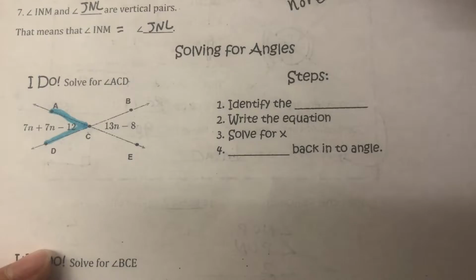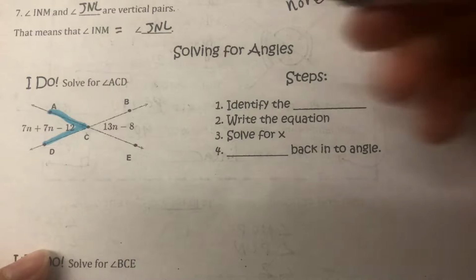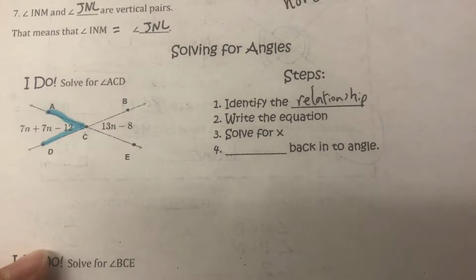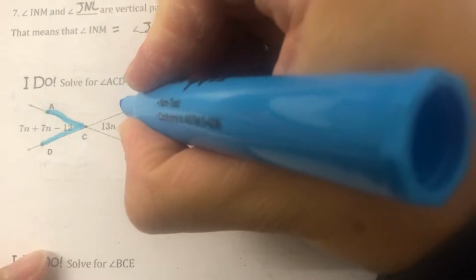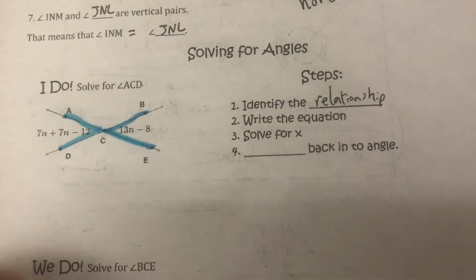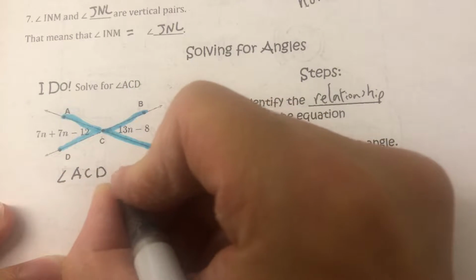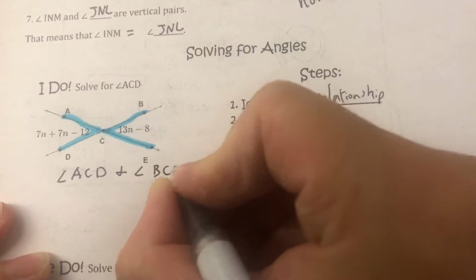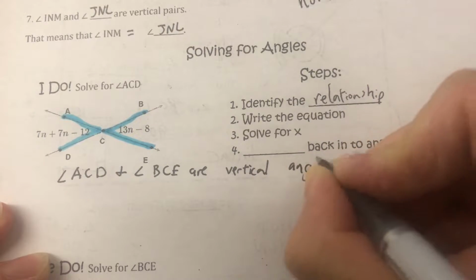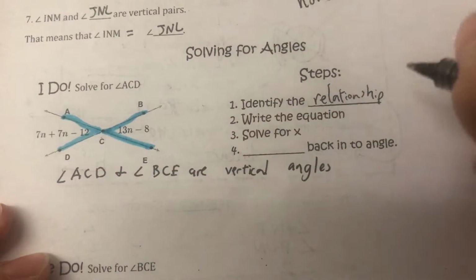ACD. That means I have to identify the first step, step one, which is to identify the relationship. So what is the relationship between ACD and BCE? If you guess vertical angles, you are correct. That's right, angle ACD and angle BCE are vertical angles. So that's step one, identify the relationship.